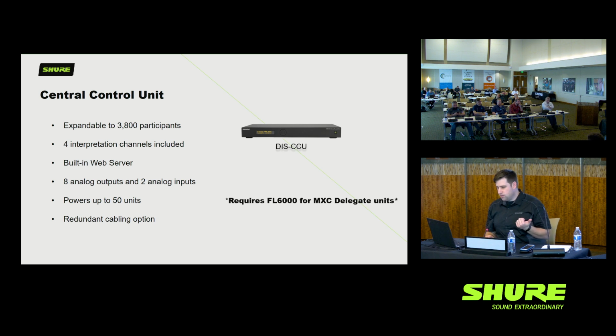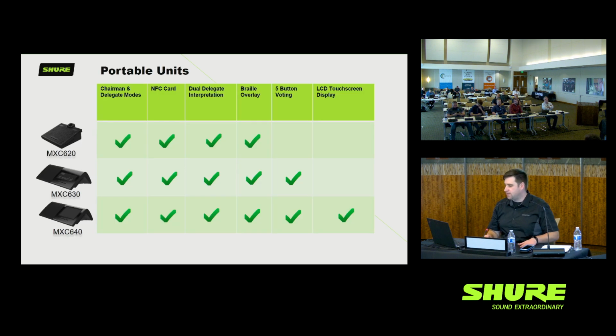The important thing to note is when you order the DIS CCU, you'll have to add this FL6000 license, and that's what you'll use to unlock it to make it an MXC CCU instead of a 5900 CCU. So just to note, your reps will definitely be on top of that for you as you're working with them and sending that over.